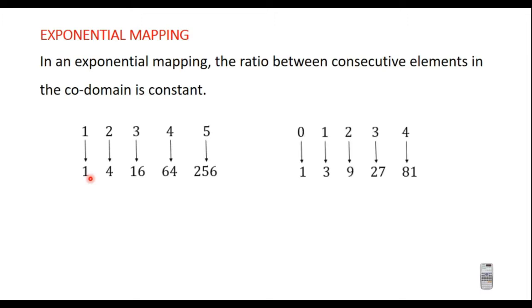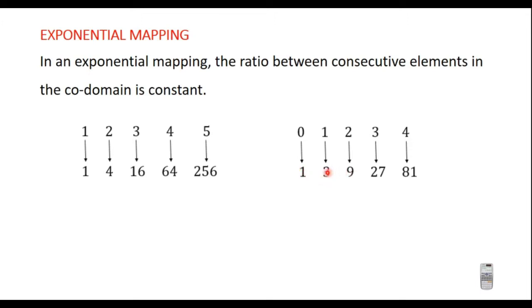Let's look at an example of an exponential mapping. So we are concentrating on the codomain, not the domain. You know that from here the difference is constant, which is 1. But when you come here, the difference between 1 and 3 is 2. But the difference between 3 and 9 is not 2, it's 6. So straight away you can see that this is not an example of a linear mapping. This can't be a linear mapping. So you start to think of an exponential mapping. Now, 3 divided by 1 is 3.